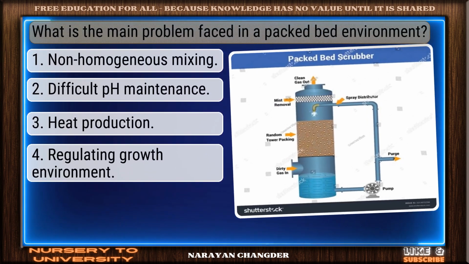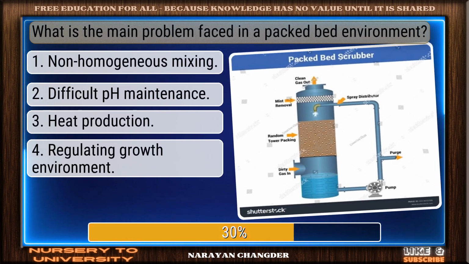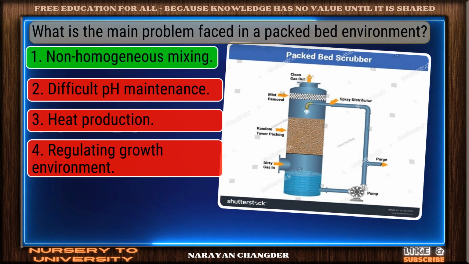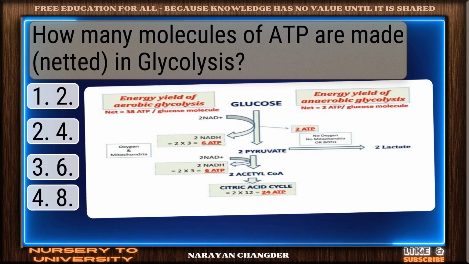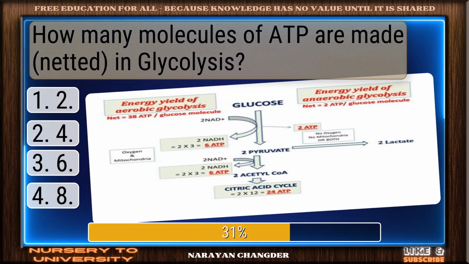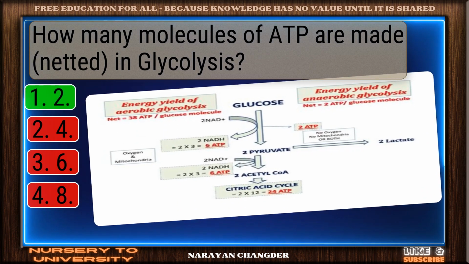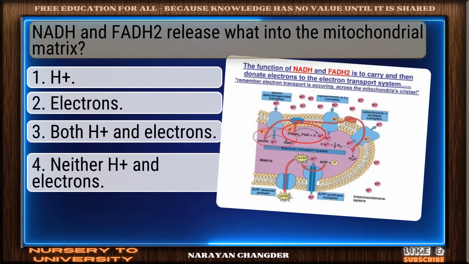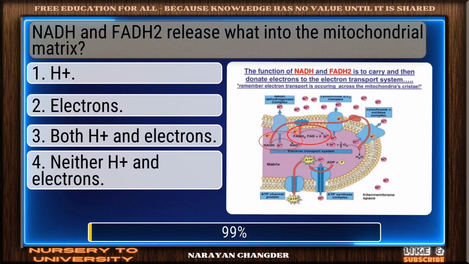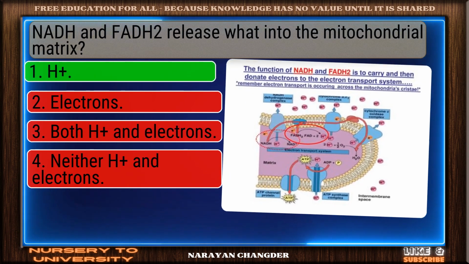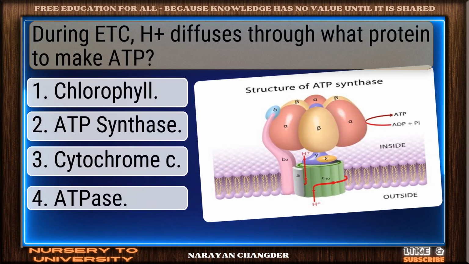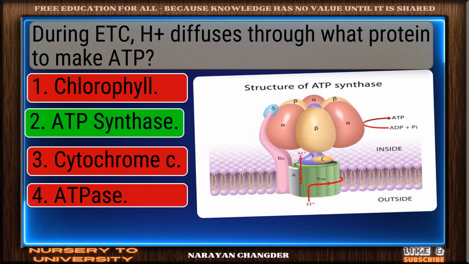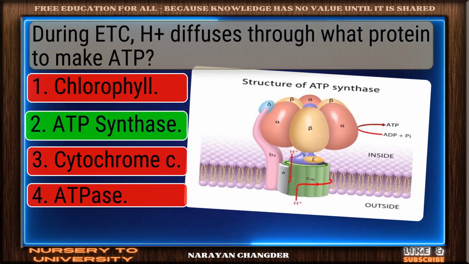What is the main problem faced in a packed bed environment? You chose non-homogeneous mixing, and it is correct. How many molecules of ATP are made in glycolysis? You got it. Your choice 2 is right. NADH and FADH2 release what into the mitochondrial matrix? Smart pick. H+ is the correct choice. During ETC, H+ diffuses through what protein to make ATP? On track. ATP synthase is the correct answer.